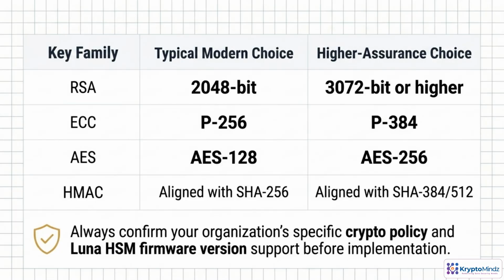Key sizes are all about trade-offs. For RSA, 2048-bit is still widely acceptable, but 3072-bit or above gives better long-term assurance. For ECC, P-256 is the default workhorse, while P-384 is preferred when you expect data to stay sensitive for many years. AES-128 is fine for most workloads. AES-256 adds margin. For HMAC, match your key strength to at least SHA-256, or SHA-384 and 512 for higher assurance.